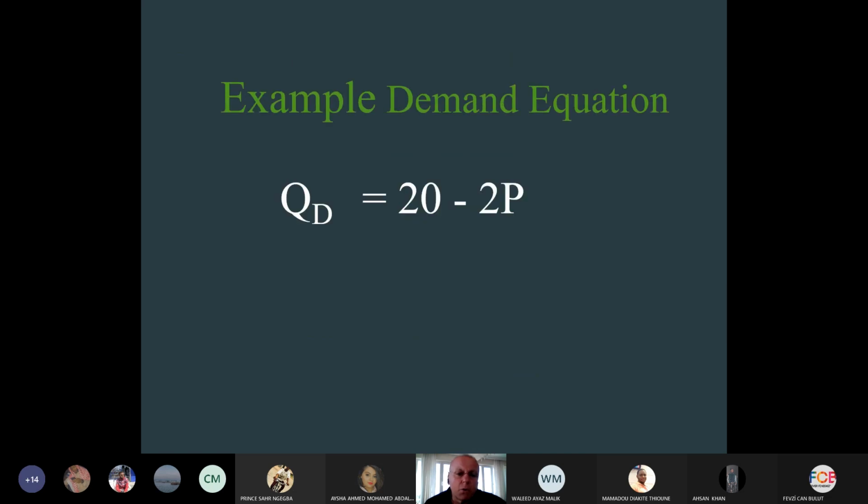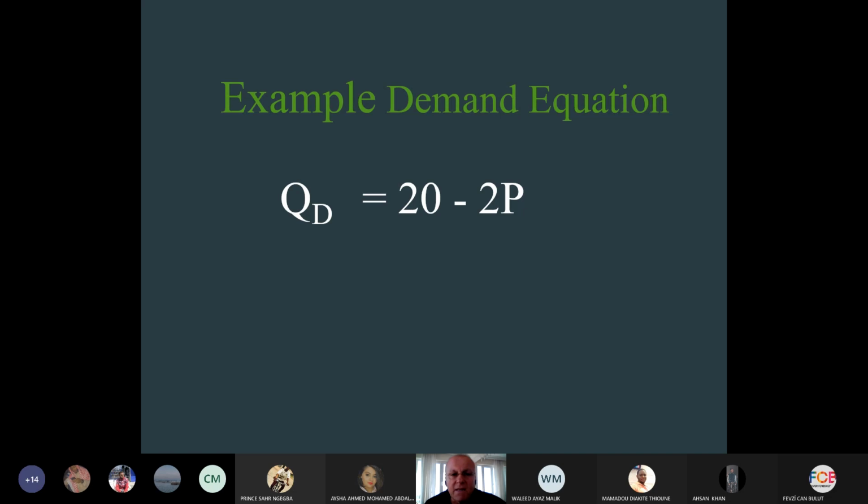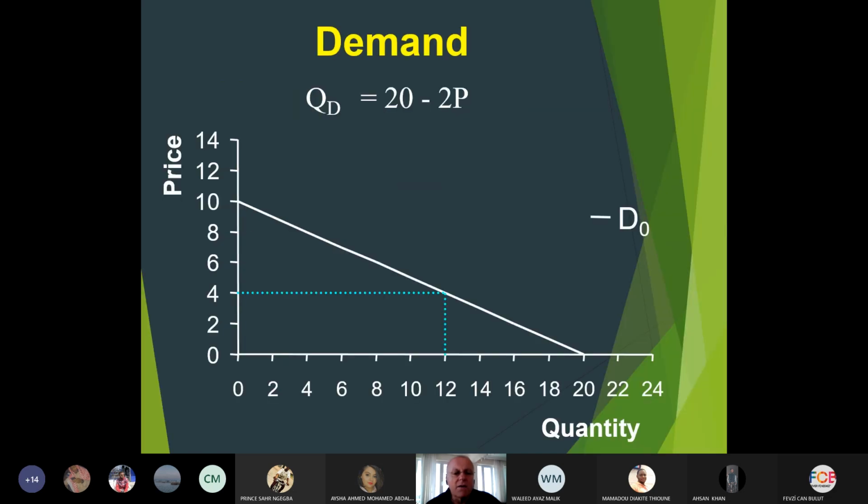An example is given to you. QD is equal to 20 minus 2P. When we are representing this, the 20 is the intercept, isn't it? Therefore, 20 minus 2P means we have the demand of 20 where it is the intercept. And you have to plot the demand intercept at 20 and then represent it as it is given here. When you give QD as 0, then you will have the price intercept, the price is 10, isn't it?